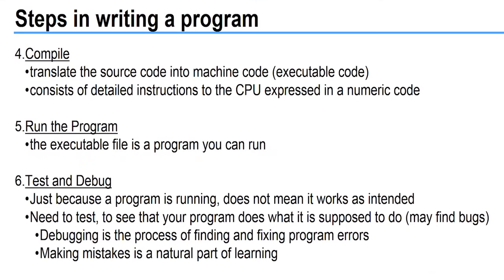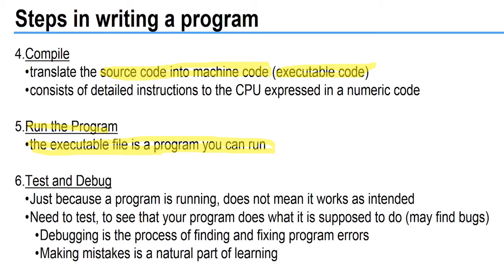And next, compile. That means to translate the high-level language into machine language. This means source code into machine code, an executable code. It will form an executable file to open your application, consisting of detailed instructions to the CPU expressed in numeric code. Then run the program. The executable file is a program you can run. It will form an .exe file and you can run the program.